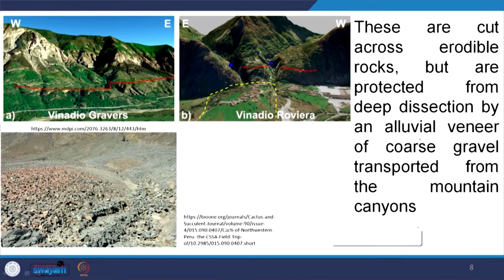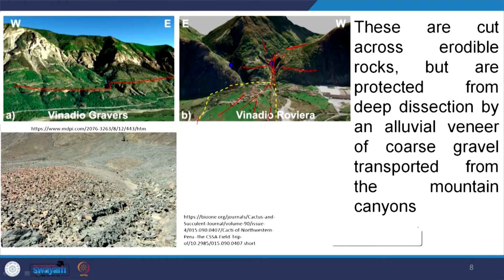So, these are cut across erodible rocks, but are protected from deep dissection by an alluvial veneer or coarse gravel transported from the mountain canyons, which we have already discussed. Suppose here is a mountain canyon. So, these are the pediment surfaces. Whenever the canyon was not formed, sediments eroded from these mountain systems came through rivers and channels and spread here. So, these are the gravels, the gravel fields.